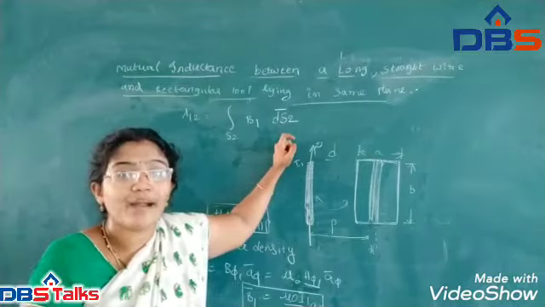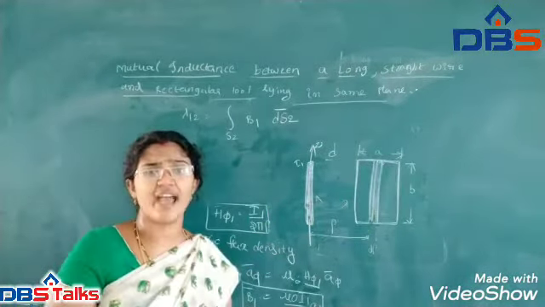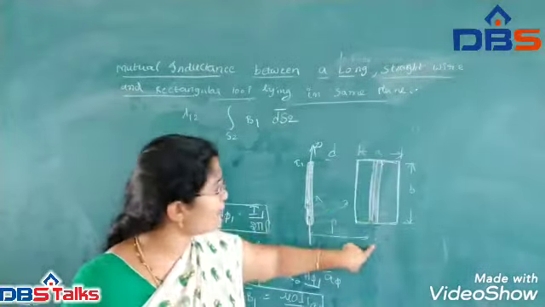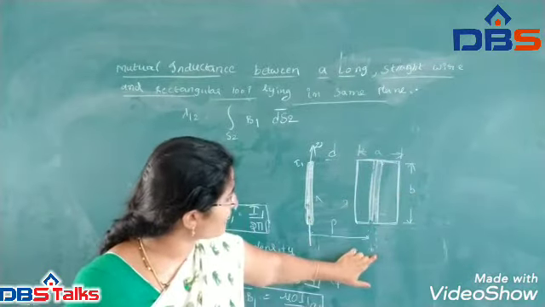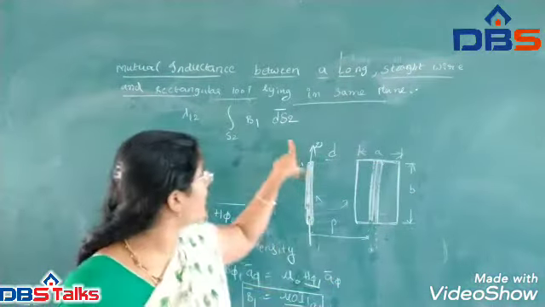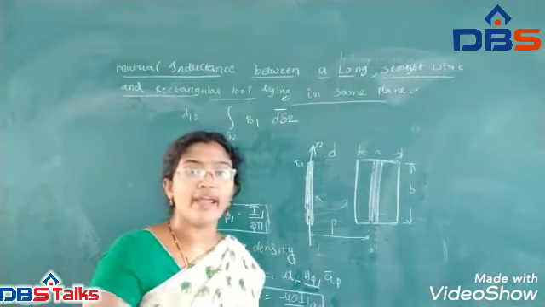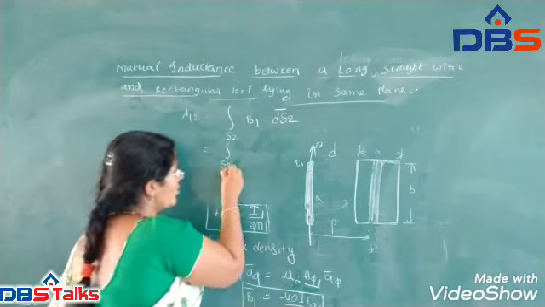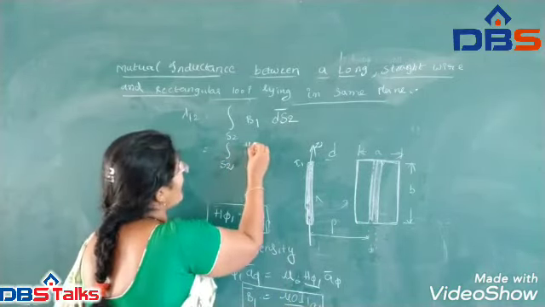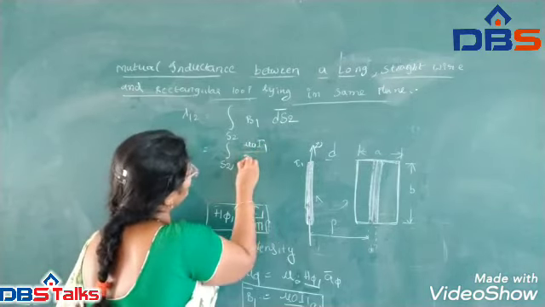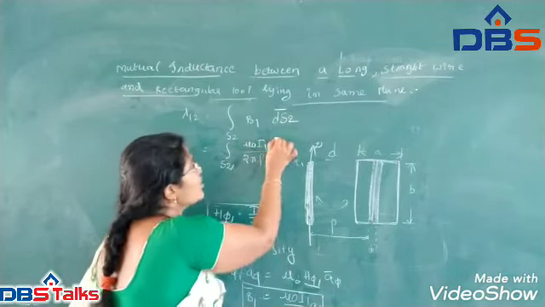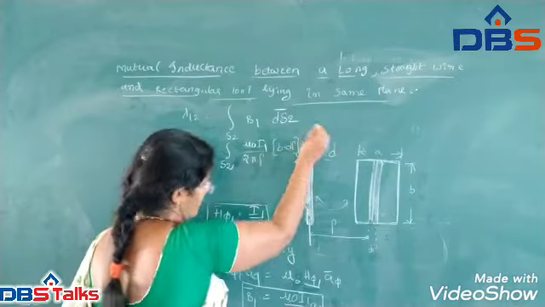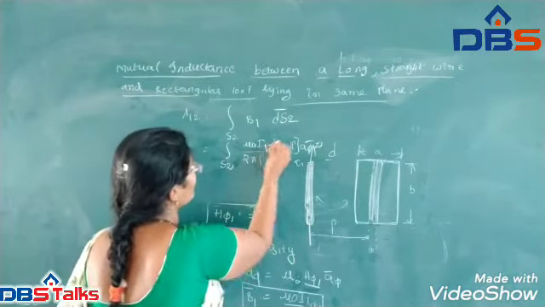Here ds2 is nothing but the differential surface area of this differential area. This length will be b and the differential width will be d rho. So you can write ds2 equal to b d rho a5 bar. Then you can write the integration over S2 of mu naught I1 by 2 pi rho, and in place of ds2 you write b d rho a5 bar. Already here you have a5 bar.